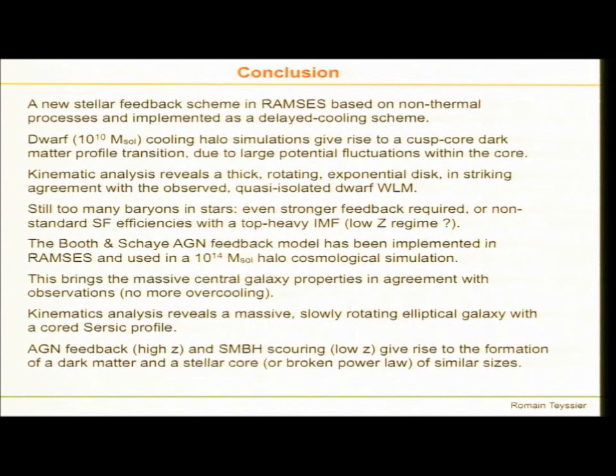Basically, on small scales, feedback effects are very important in shaping the galaxy and, of course, providing the explanation for a dark matter core. But also on large scales, this time AGN feedback, sometimes with mechanisms very close to what's happening on small scales, also has a very important role in shaping the dark matter distribution and the baryon distribution in massive ellipticals.